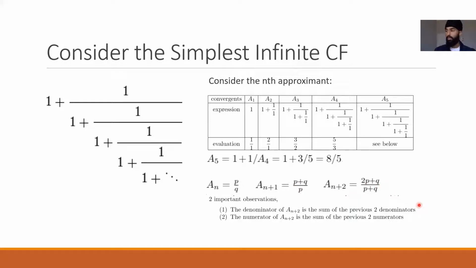So I want to ask, is there any sequence that we know that follows this pattern of the sum of the two previous terms? And I think most of us know this is the Fibonacci sequence. And as it turns out, the nth convergent is actually just the ratio between two consecutive Fibonacci numbers. And from the previous slide, we showed that this fraction is equal to the golden ratio.